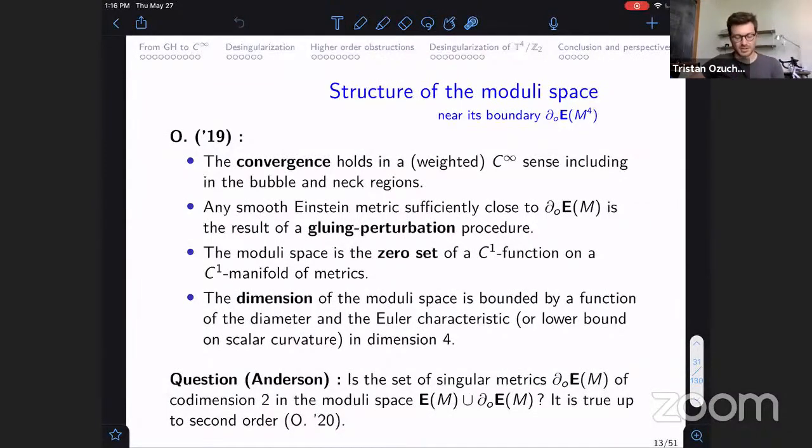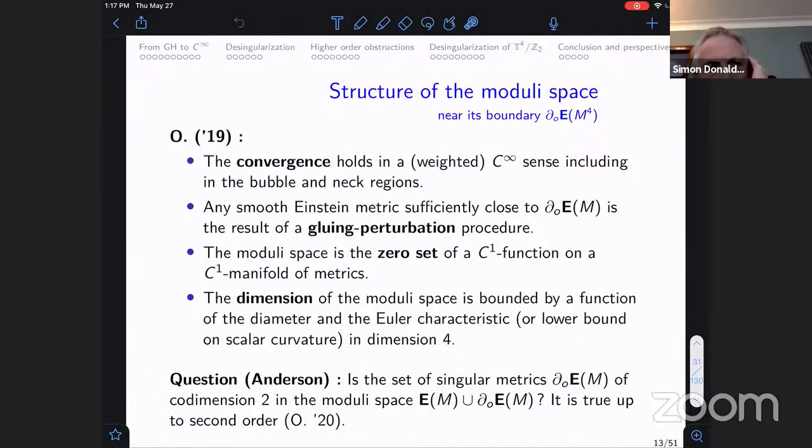And another question about the structure of this moduli space is an interesting question of Anderson, which is that the set of singular metrics should be of codimension 2 in the whole manifold. That means that instead of thinking of it as a boundary of the moduli space, we should think of it as a filling of missing pieces in the moduli space. So he conjectured this from his picture of what happens on the K3 surface.